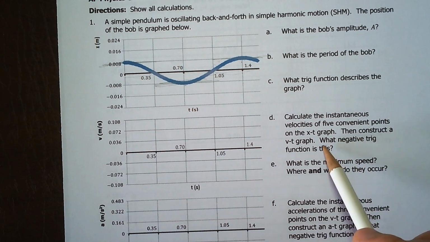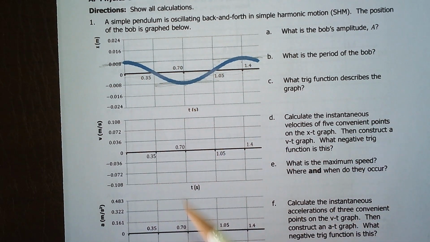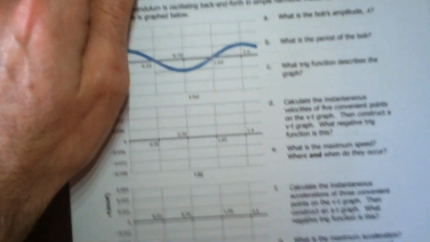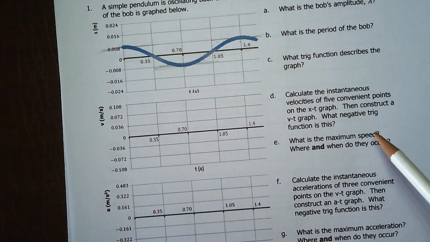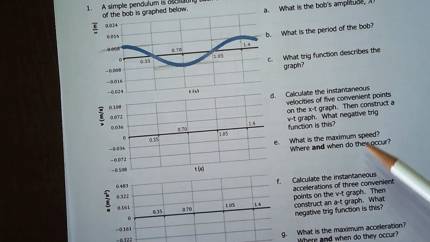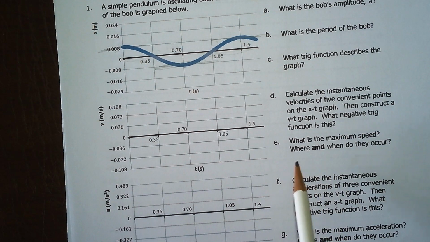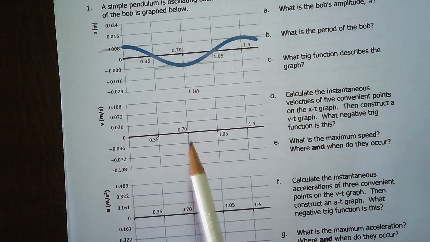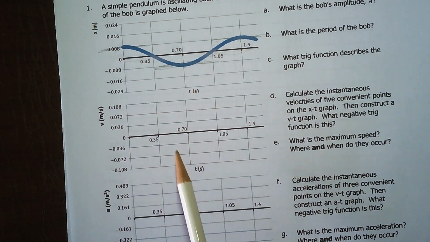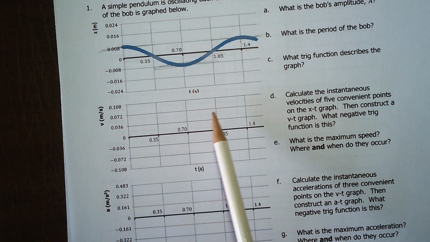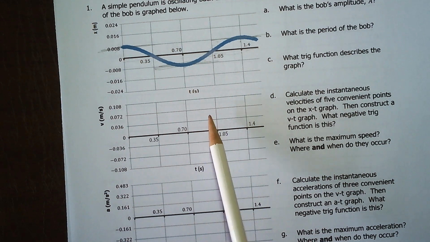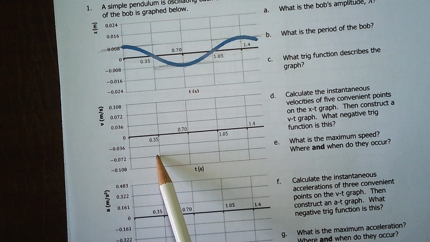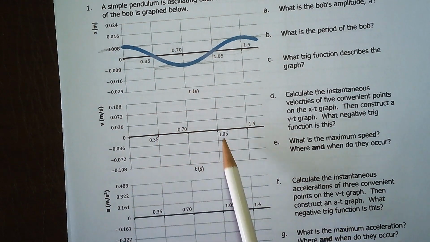You then need to figure out what negative trig function that is. So it's going to be a trig function because it's going to be a negative. Okay, and then it's going to ask you what that maximum speed is. So you'll look at the graph and find the maximum speed, and you have to figure out where and when they occur. The way you figure out when they occur is wherever you see that maximum speed. So positive velocity, I think it was in here somewhere, and the negative, but speed is always positive, so it looks like the times are probably going to be here.